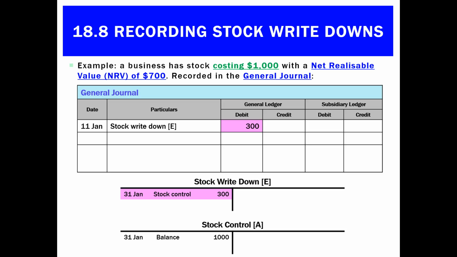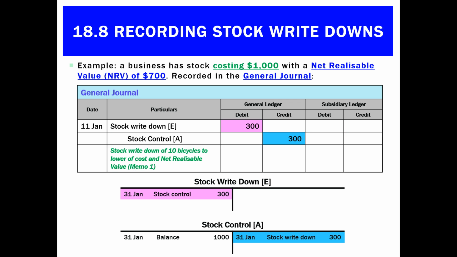Now, what's that going to do to the value of stock? At the moment, stock has a balance here of 1,000, but I need to get it down to 700 because the net realizable value has gone below the cost. So I'll do a credit to stock control, and that'll go in there. If I balance that stock control ledger out, that equals $700, which is what we said the situation was.